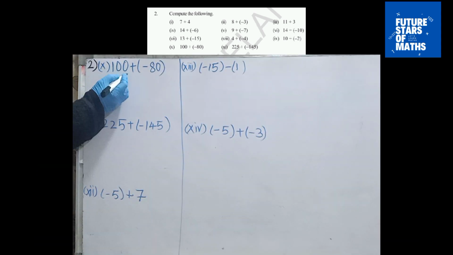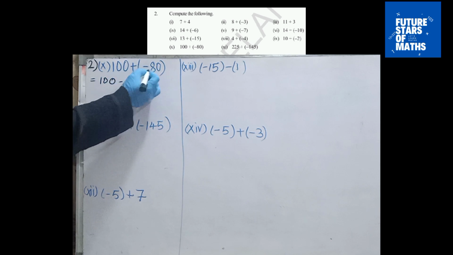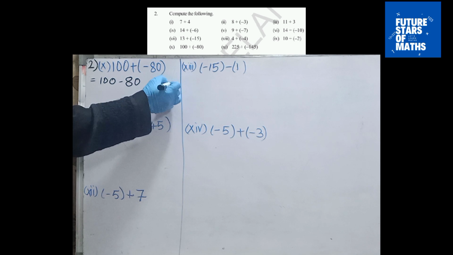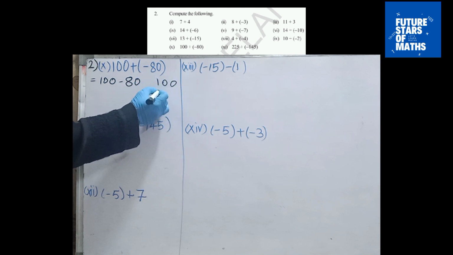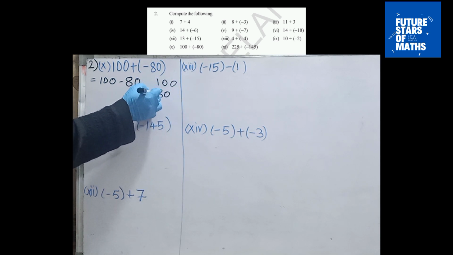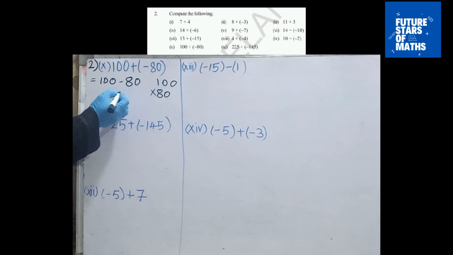The next question is 100 plus minus 80. So we will first open the brackets. 100 plus into minus is minus 80. So big number we should write above, small number below. Don't write like this. Okay student, this will be wrong. What we have to do, first write properly.